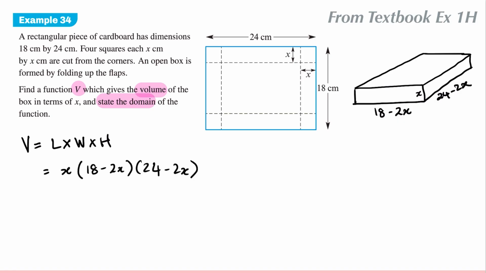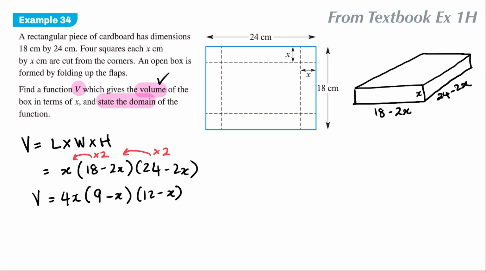You can technically leave it like this, but it's really nice if you can factorize and simplify it further. What I can see is that there's a factor of 2 in both of these brackets that I can remove. If I remove a factor of 2 from each bracket, I end up removing a total of 4, because 2 times 2 is 4. So it'll be 4x, and then I just divide everything in the brackets through by 2. So it'll be 9 minus x and 12 minus x. That will define your volume. All right, that's the first part of the question done.